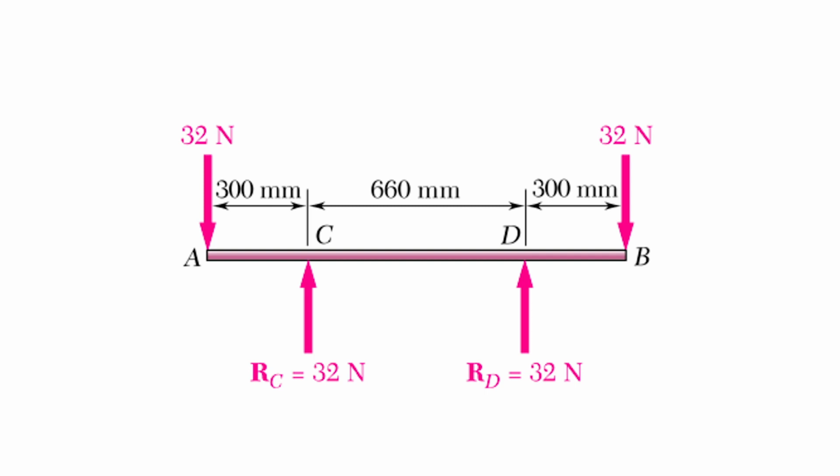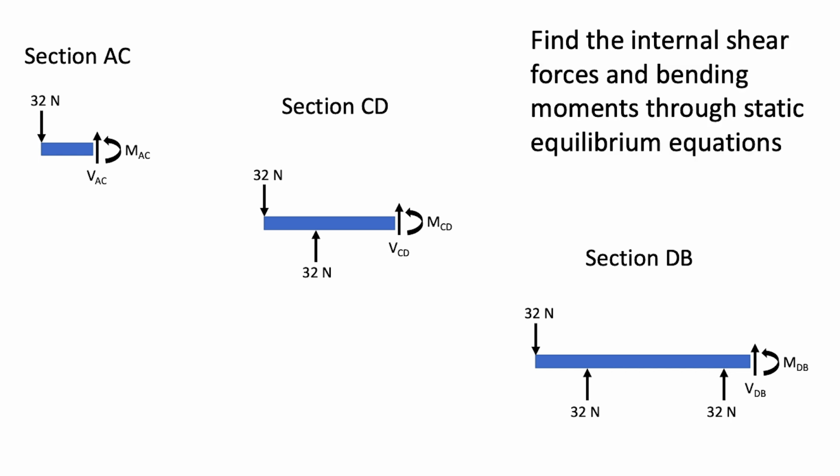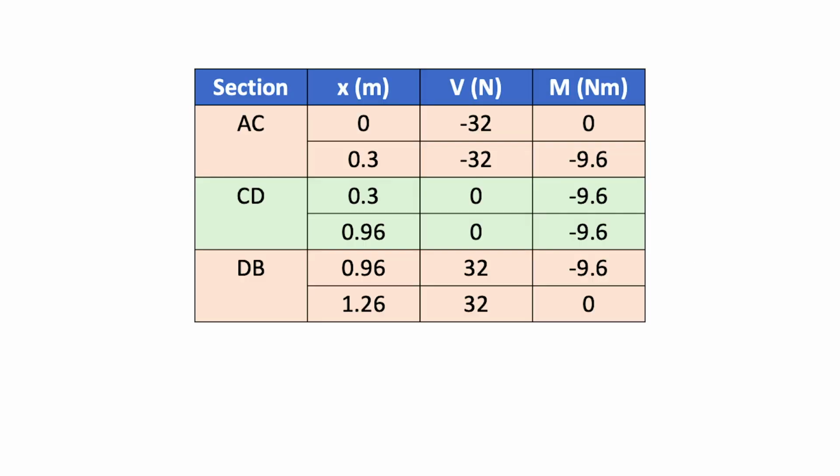Before we draw the shear force and bending moment diagrams, we have to cut this free body diagram into sections. There are 3 sections here, which are section AC, section CD, and section DB. At the end of each section, we put the internal shear force and internal bending moment. By applying the static equilibrium equations, we can find the values of internal shear forces and bending moments. The detail on how to calculate these values, I will explain in the next video.